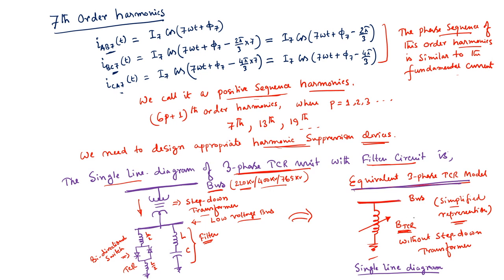So, it is nothing but a variable reactor. One needs to understand that this variable reactor is represented with a variable susceptance, B_TCR, and this variable susceptance represents the whole TCR itself. The question is, how can we vary the susceptance value? This is possible by varying the firing angle control of the bidirectional switch, or thyristors, which are used to design this TCR.